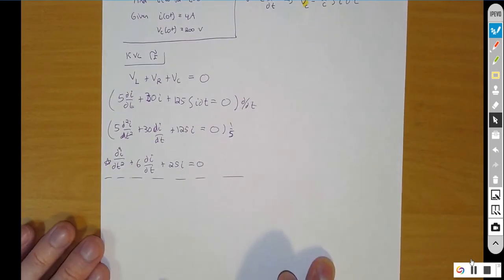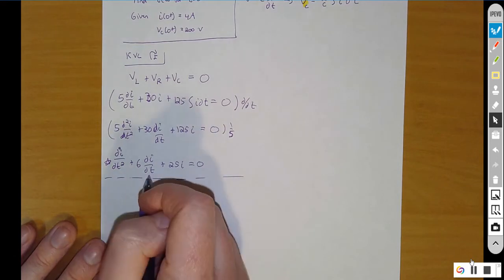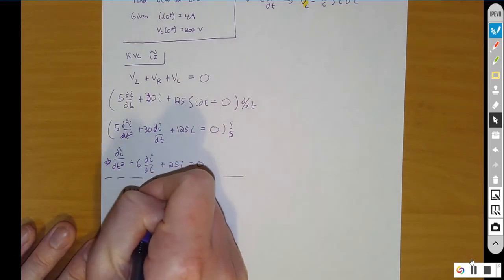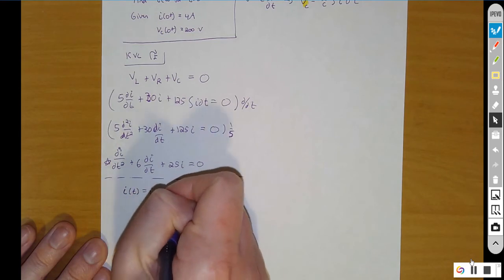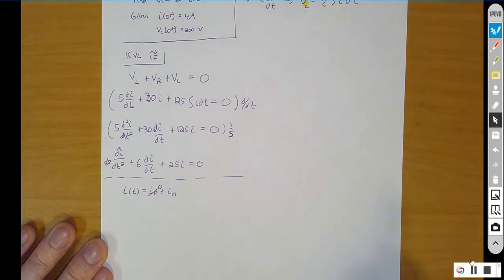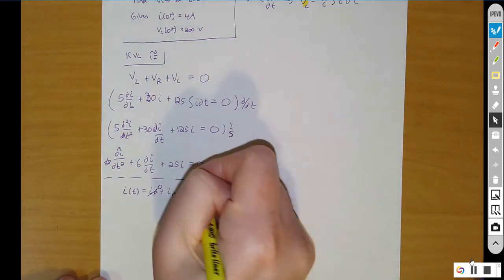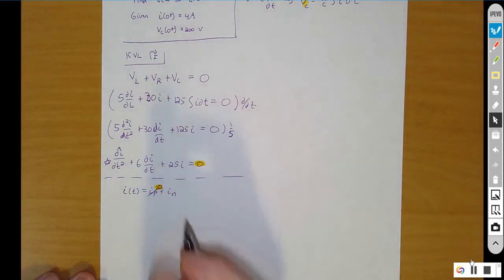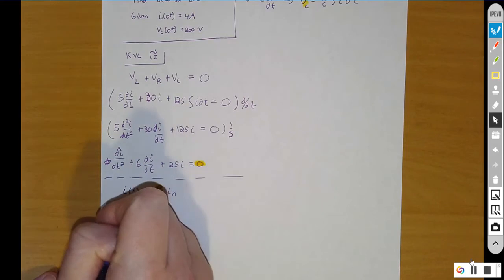Now, we know the response of this is going to take the form i of t equal to i particular plus i natural. We know that i particular is 0 because the right-hand side is 0. The natural response, we don't know what the form of it is. We need to find what our s's are, what our roots or our decay rates, whatever you want to call them, what those are. So let's do that next.